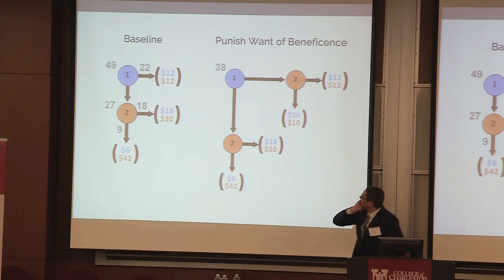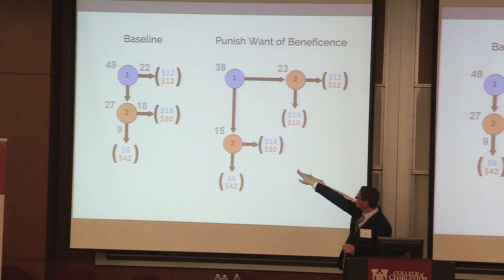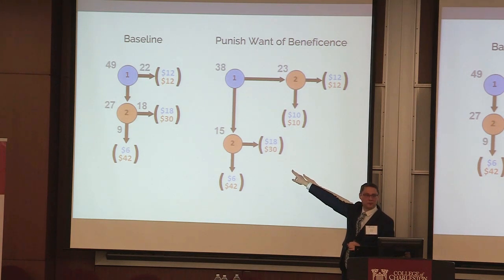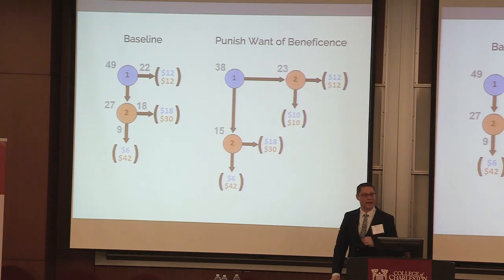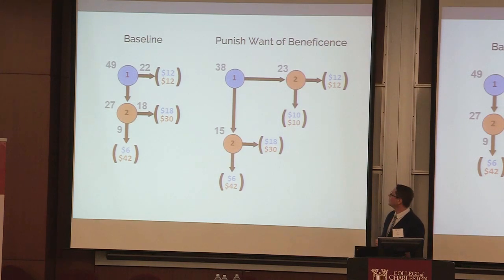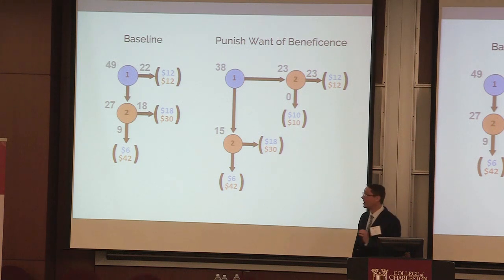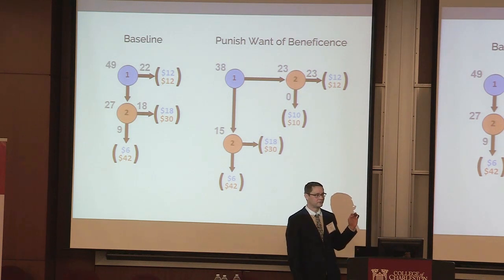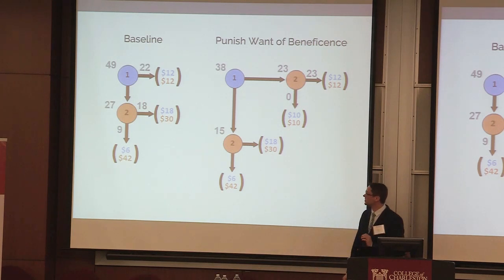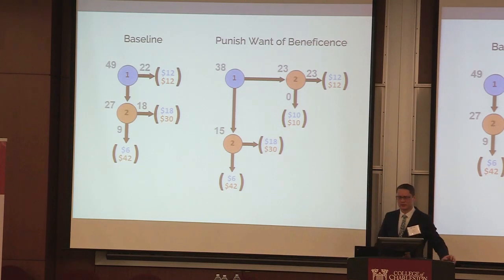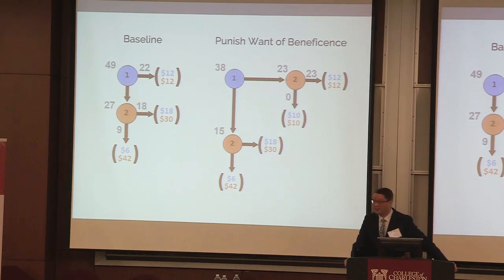So what happens when we give 2 the option to punish the want of beneficence of 1? Notice, 1s don't have beneficence anymore. A lot more of them end the game. That's different. But what do 2s do? Not a single 1 plays down. So Adam Smith is batting 100% here. No one ever punishes.